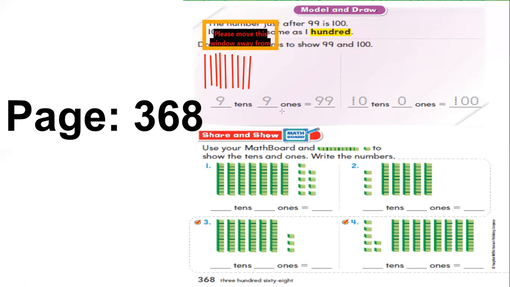Now I'm going to look at the ones here. So how many ones do I have here? 9. So that means I'm going to draw the 9 ones. That's 1, 2, 3, 4, 5, 6, 7, 8, and 9. So that's 9 tens and 9 ones. That becomes 99. So which is the next number after 99?